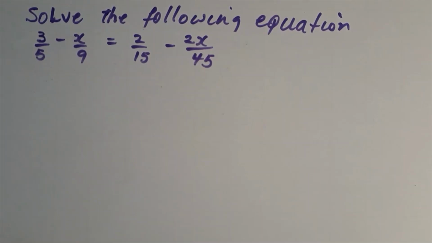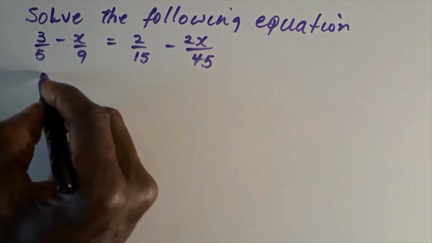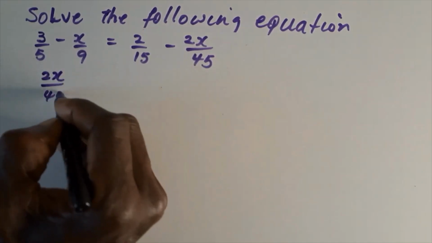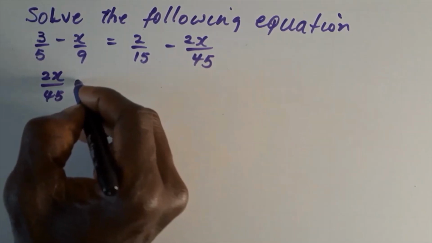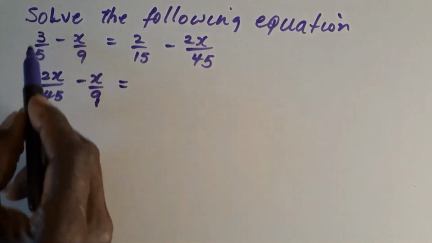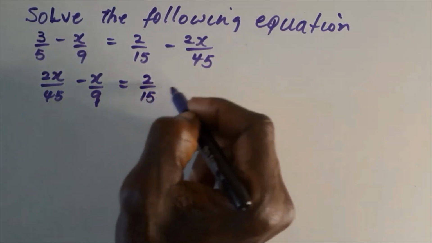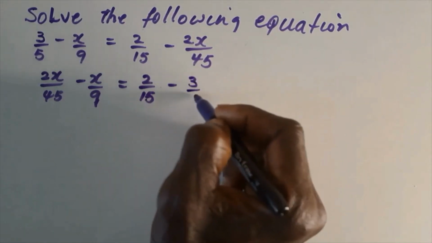Right, we need to solve this. We'll group all our terms with x on one side and all the terms, the rational numbers, on the other side. So I'll have my x terms on the left. So I'll take the minus 2x over 45 onto the left-hand side to give us 2x over 45. We'll have x over 9 staying here on the left. And then we'll remove the 3/5 over onto the left. And this becomes minus 3 over 5.